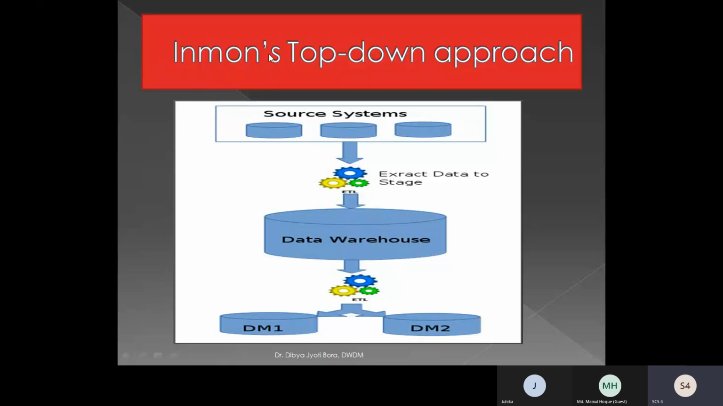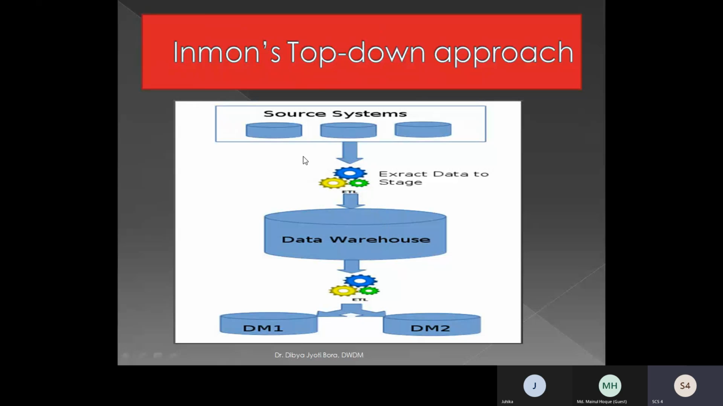Inmon's approach. Okay, so sometimes it may be referred to as Inmon's approach, or sometimes it may be referred to as the top-down approach. Basically they are the same. So one more diagram is here to have a clear understanding of the top-down approach.